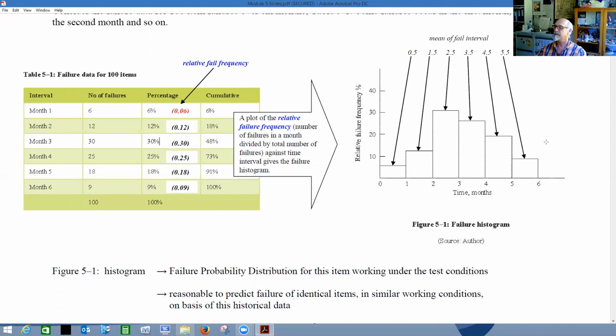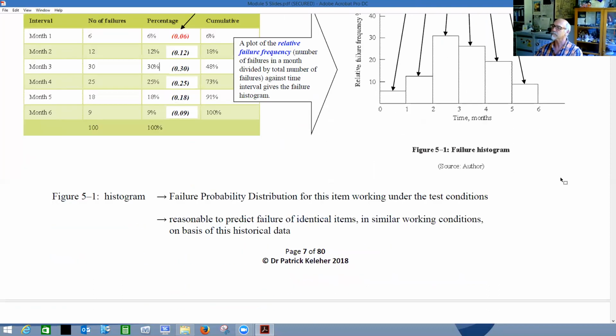And it's reasonable to predict failure of identical items in similar working conditions based on that historical data. So again, it's important to collect that data. And again, it's going to help you figure out when you need to replace something before it fails, is the key thing, of course. You don't want to keep replacing things once they fail because, again, that's not very strategic maintenance.